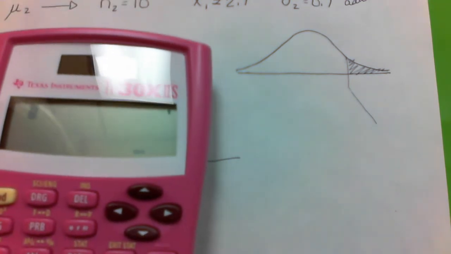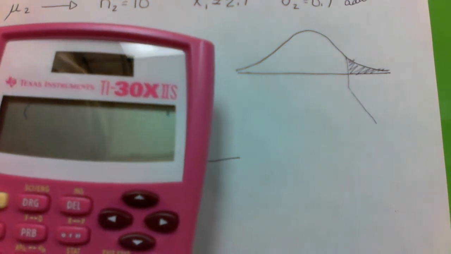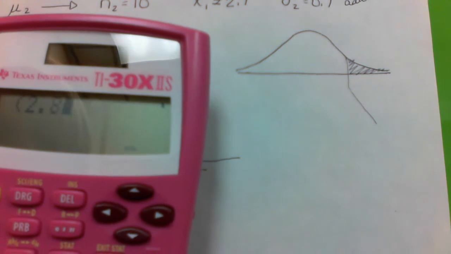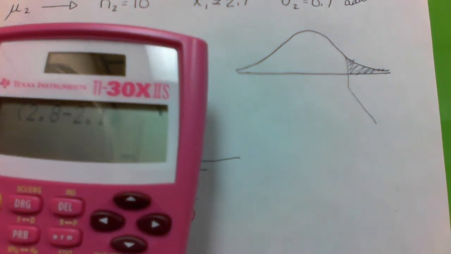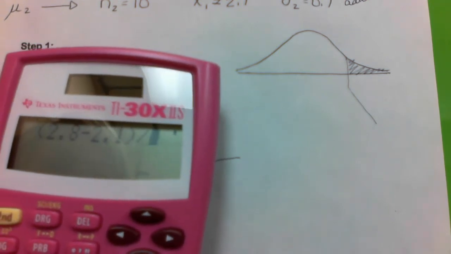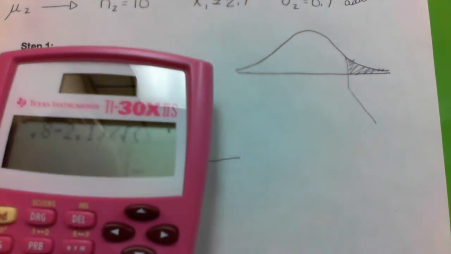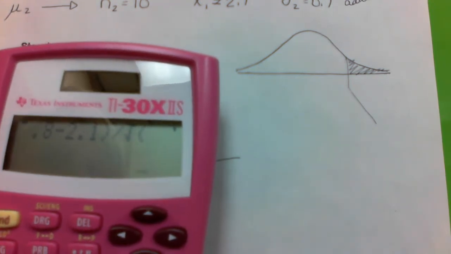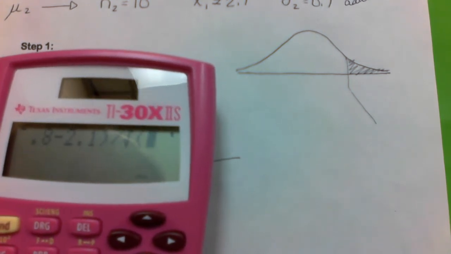Clear that out. All right, so the numerator in parentheses, 2.8 minus 2.1, close parentheses. Then I'm going to use the division. Then I need to open my radical, which is second x squared, and my radical opens. My calculator automatically puts a parenthesis there. So that's the only parenthesis until I enter everything that goes under the radical.